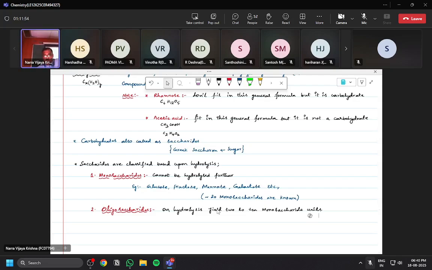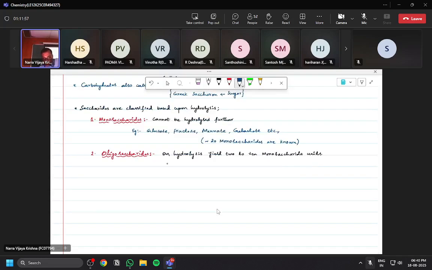If it gives 2 monosaccharide units, then it is called a disaccharide. If it gives 3 such units, trisaccharide, and so on. This is the second classification: oligosaccharide. Third one, polysaccharide.